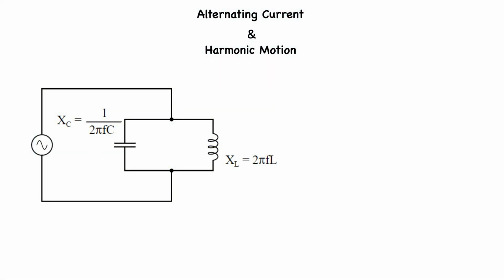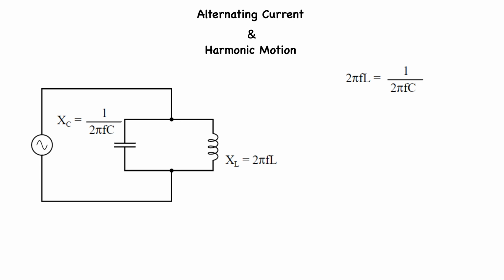A condition of resonance will be experienced in a tank circuit when the reactances of the capacitor and inductor are equal to each other. That is to say, when 2 pi FL is equal to 1 over 2 pi FC. Because inductive reactance increases with increasing frequency and capacitive reactance decreases with increasing frequency, there will only be one frequency where these two reactances will be equal.